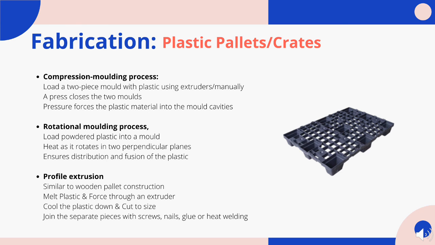And the last one we are going to talk about is profile extrusion, which is similar to wooden pallet construction. We have to first melt the plastic and force it through the extruder, and we wait till the plastic cools down and we cut it to the size we need, and all the separate pieces are joined together using screws, nails, glue, or heat welding.